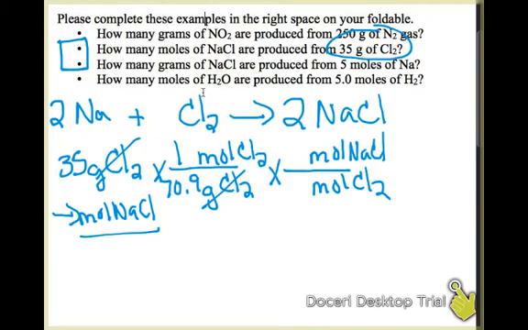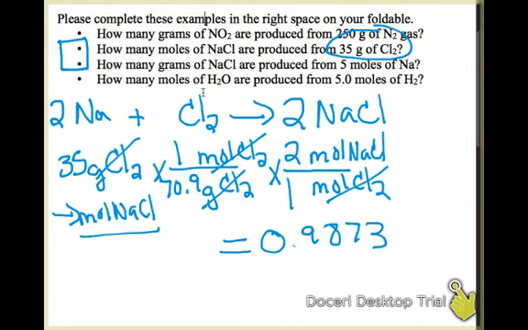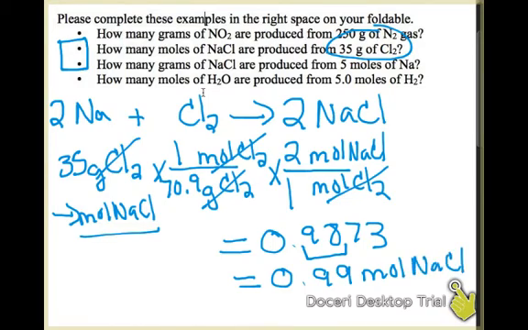I use my balanced chemical equation to get my mole ratio. The coefficient in front of sodium chloride is 2. The coefficient in front of chlorine is 1. This unit cancels out that unit. We're left with moles of sodium chloride. So now we are ready to do the math. So we are going to do 35 divided by 70.9 times 2, and we get an answer of 0.9873. So now I need to check my significant figures. 35 only has 2, so we get to keep these 2 digits. So my answer is 0.99 moles of sodium chloride.